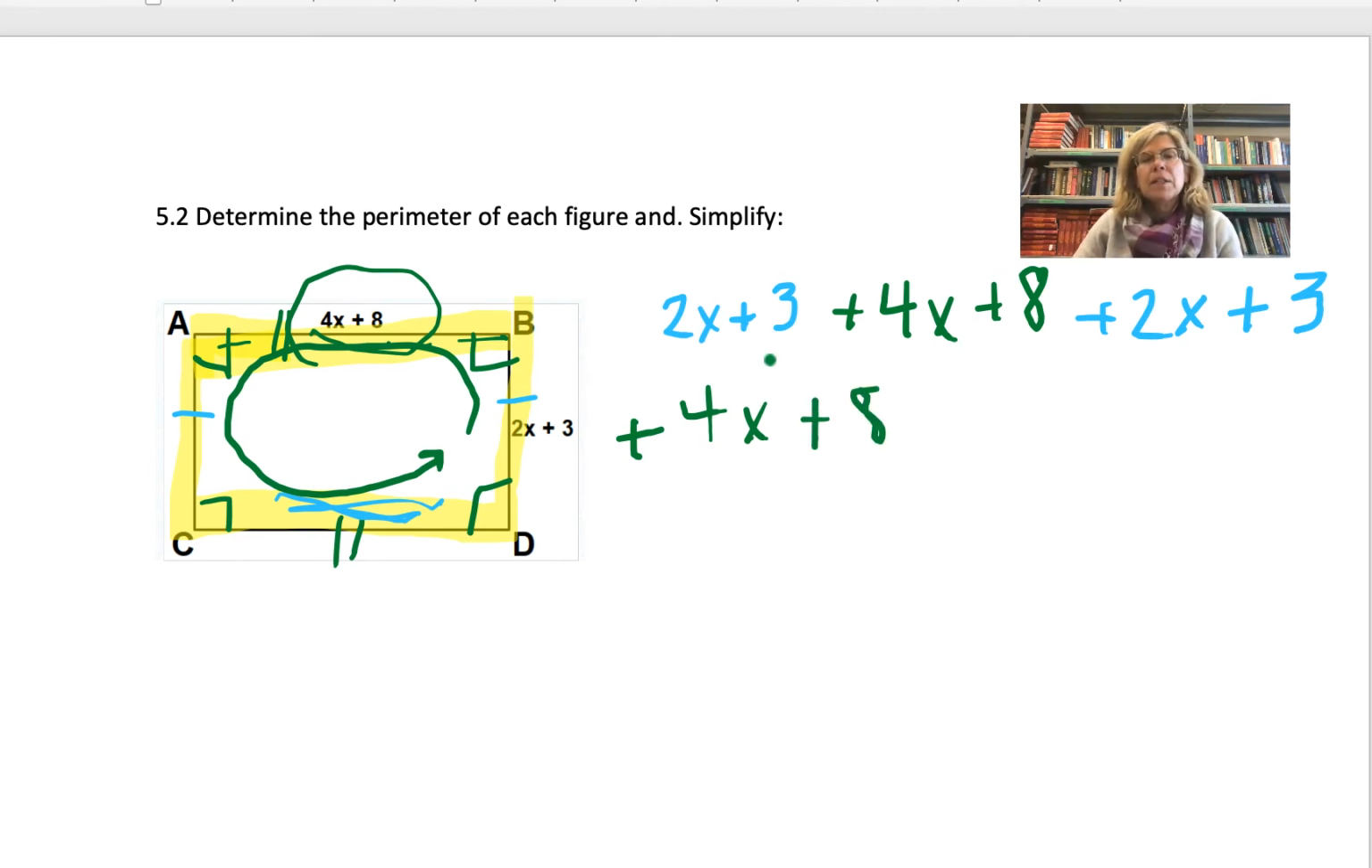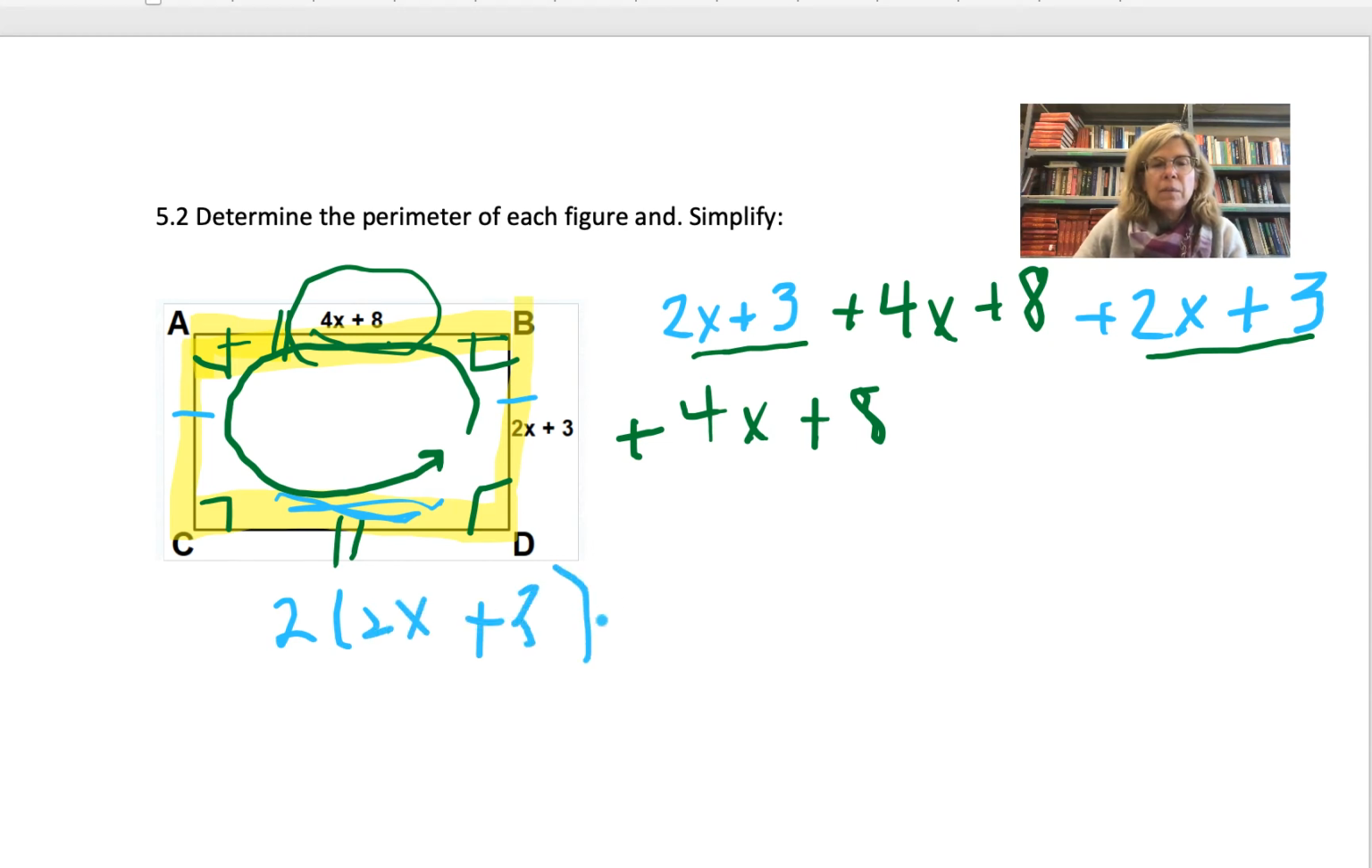To simplify this, we have 2 of these 2x plus 3's, so I'm going to say 2 times 2x plus 3. And then we have 2 of the 4x plus 8's, so I'm going to say plus 2 times 4x plus 8.